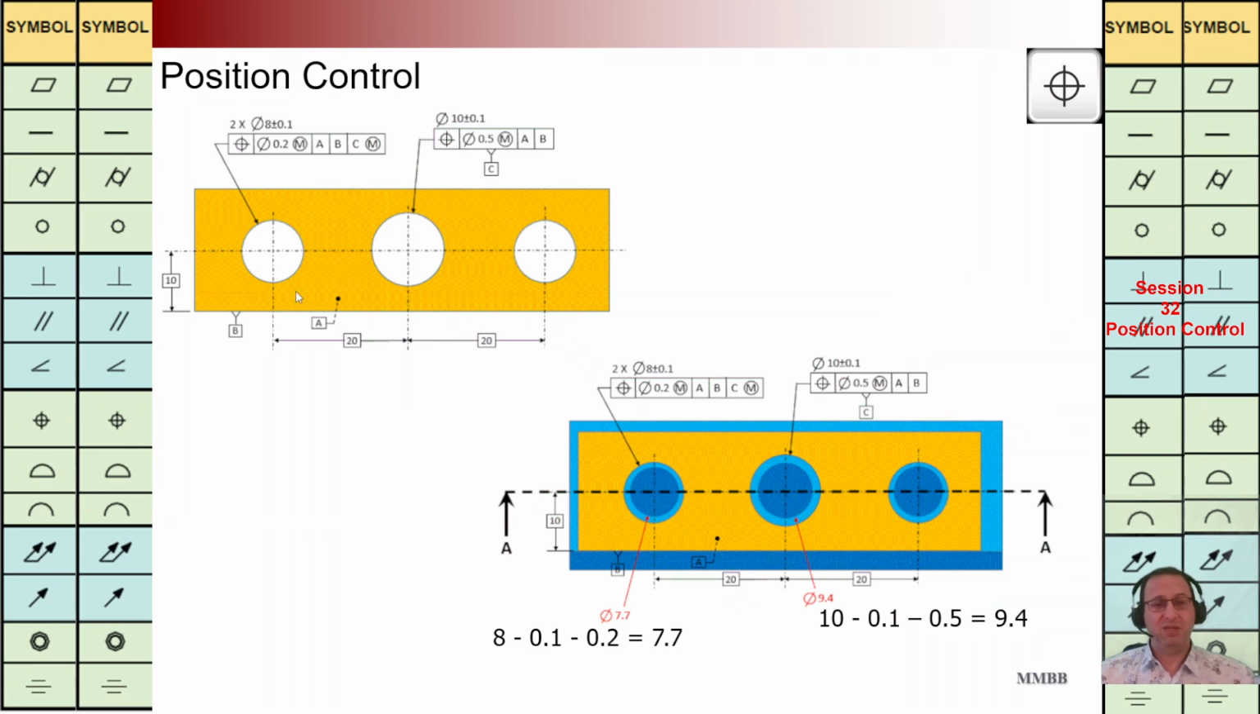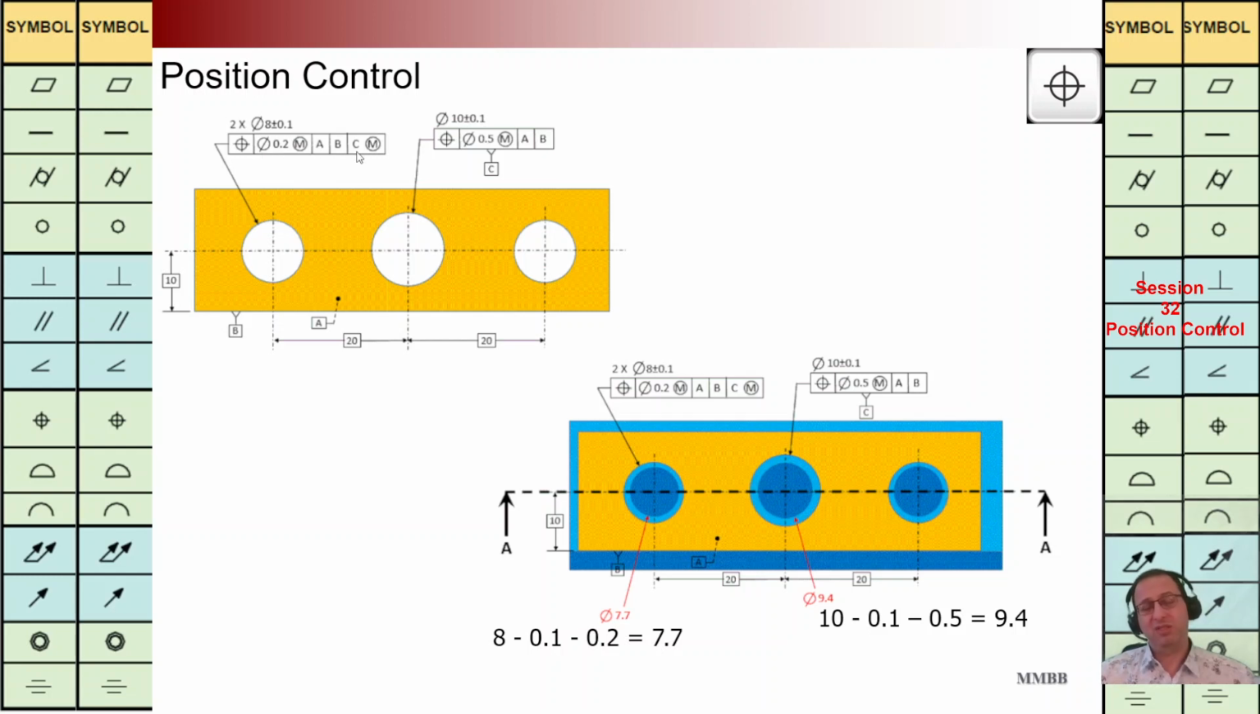Let's see this example. We are going to have two small holes with a diameter of 8, and we are going to have one large hole with a diameter of 10. Let's see this one for the small holes. We are going to control the position of that. We are going to have a cylinder with the diameter of 0.2 back to ABC.